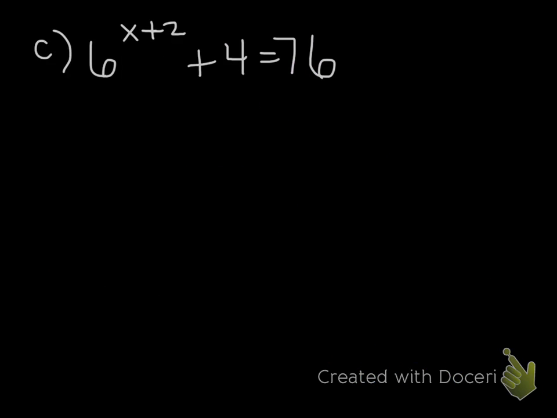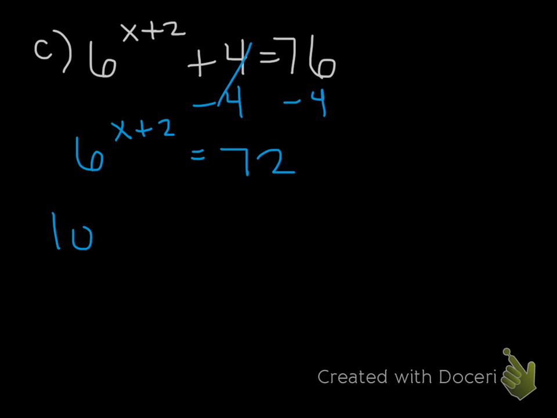For letter C, again, my base has to be by itself, so right now I have 6 and a 4. The 6 is a base because that's the one that is attached to an exponent, which means the 4 needs to move to the other side. So we're going to begin by subtracting 4 to both sides. So I have 6 to the x plus 2 equals 72. Now we convert it into log form, so it'll be log base 6 of 72 equals x plus 2.